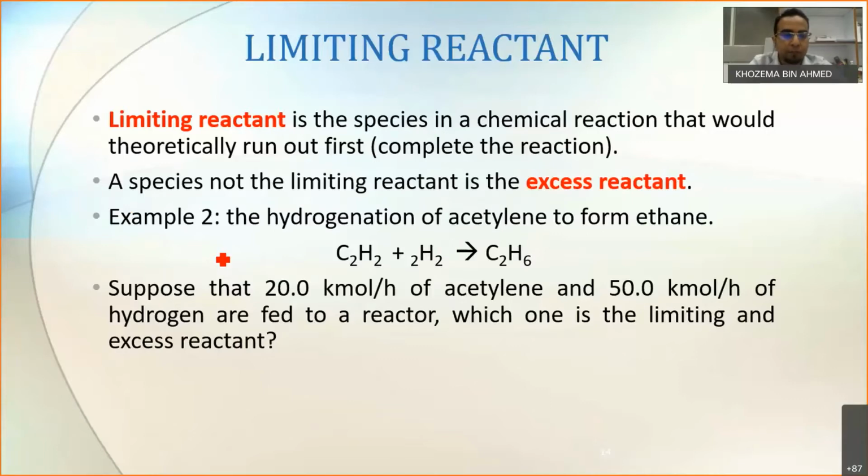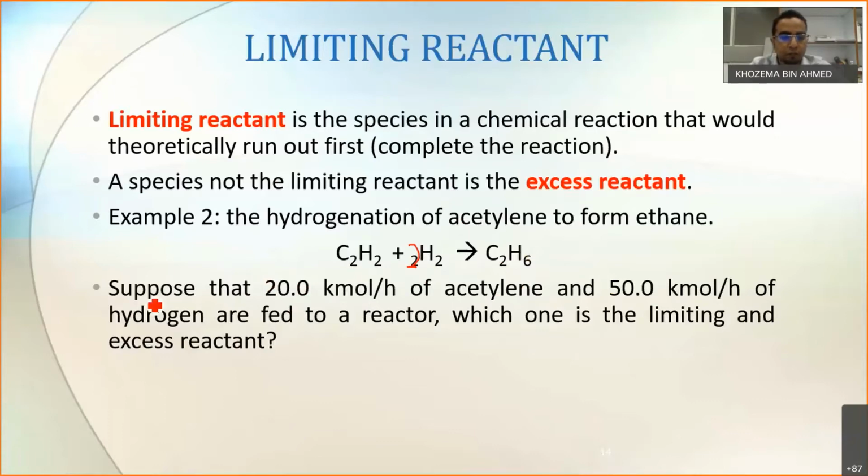Okay, so for example, let's say you have the hydrogenation of acetylene to form ethane. So you have this chemical equation: C2H2, acetylene, plus 2H2, and then you will form C2H6. This should be a capital 2, not a subscript. So first of all, if we are working with chemical equations, we have to see whether it's balanced or not. I have 2C here, 2C here, 2 plus 4, 6H, and this is 6H. So this is a balanced equation.